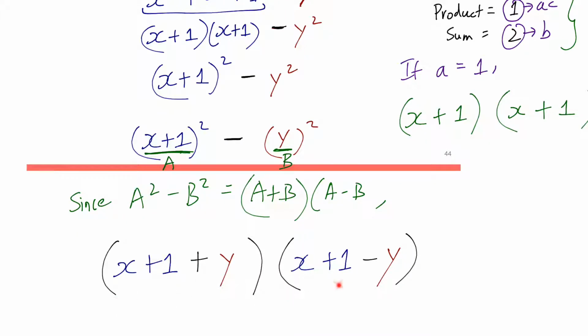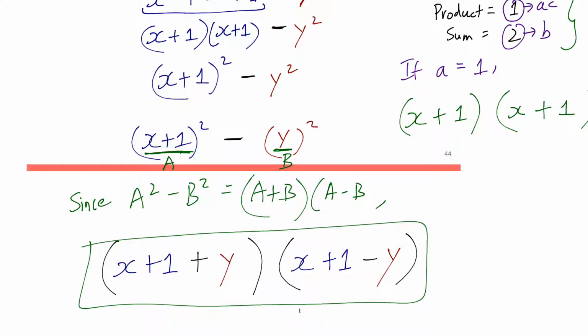Does that look like factored form? Yeah. Between these 2 brackets, there's a multiplication for sure. So that is the answer. It doesn't matter if you write this as x plus y plus 1, x minus y plus 1, or if you were to interchange the brackets, they're fine.